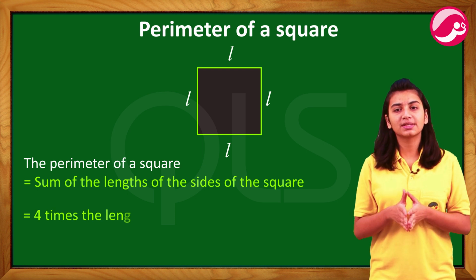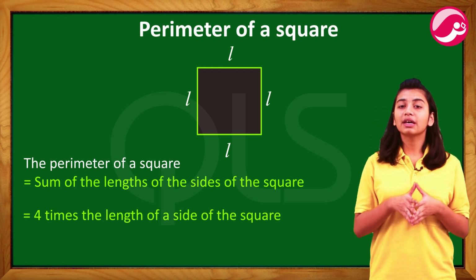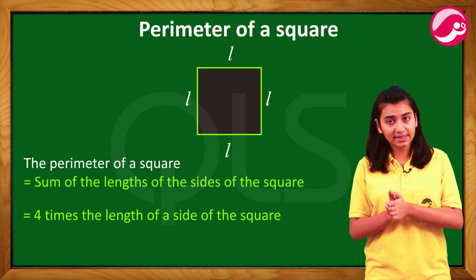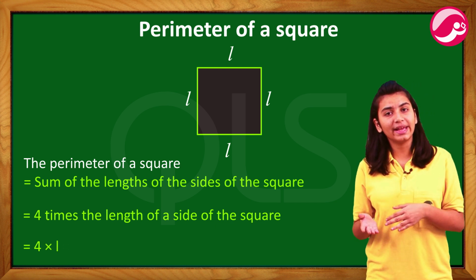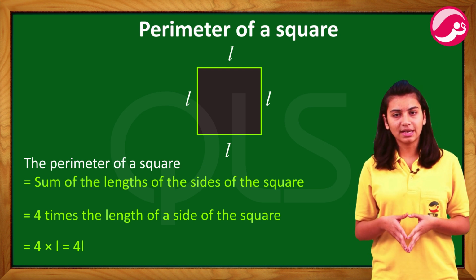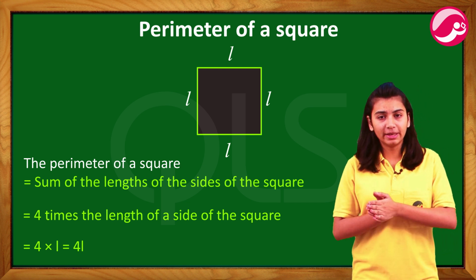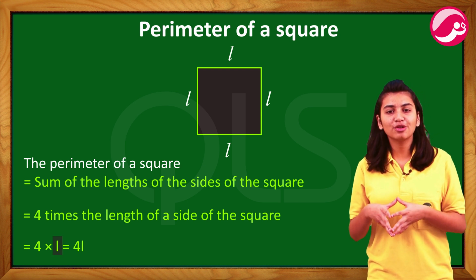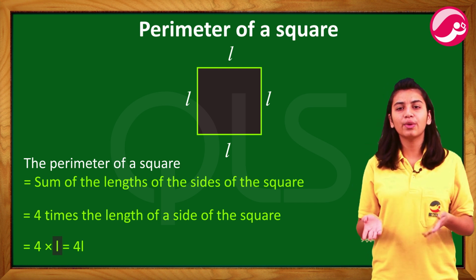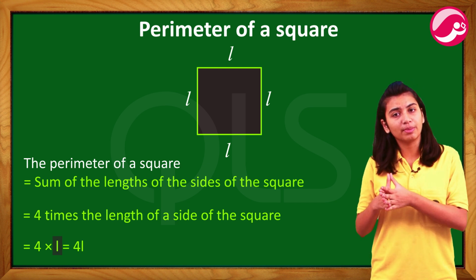Now, 4 times the length of a side of a square. अगर मैं एक side की length को L से denote करूँ, so it will be 4 into L. That will be 4L. Thus, we get the rule of the perimeter of the square. The use of the variable L allows us to write the general rule in a way that is concise and easy to remember. Okay?